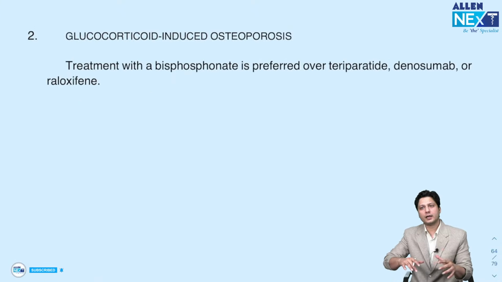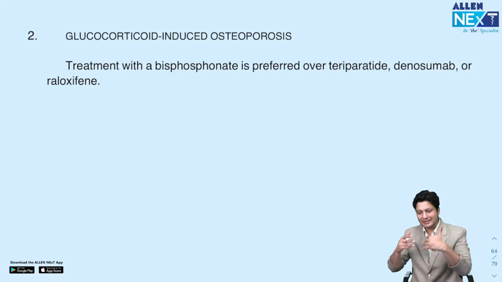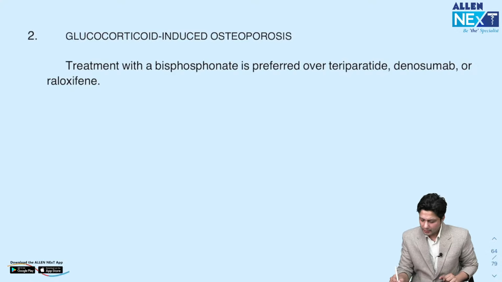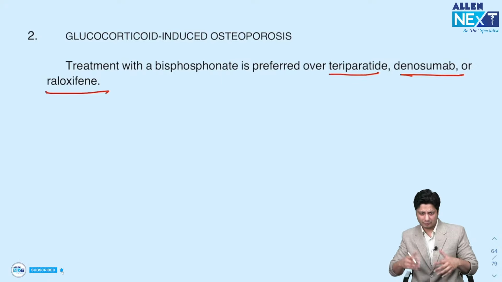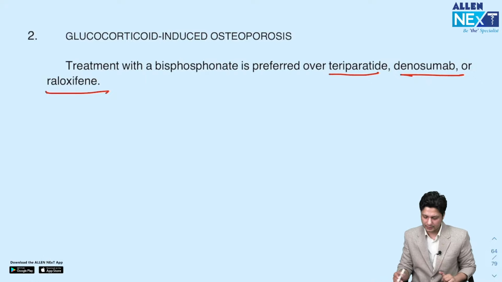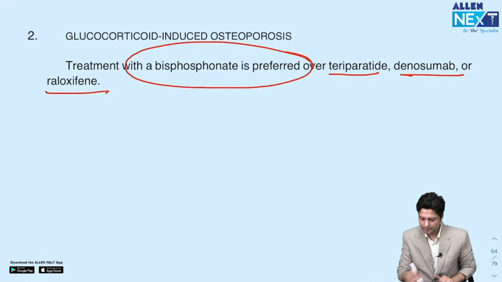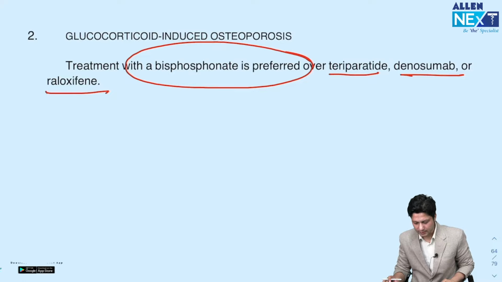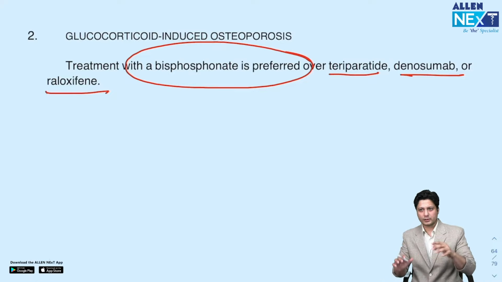Now there is a condition where glucocorticoid induced, that means steroid induced osteoporosis is occurring in the patient, then in that case, instead of teriparatide, denosumab or any selective estrogen receptor modulator, only the bisphosphonates are preferred for the management, instead of using parathormone or raloxifene and denosumab. So hopefully you have understood. These are clinical scenarios which can be given to you.